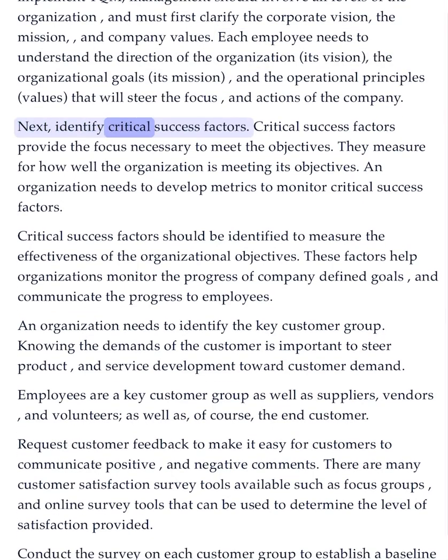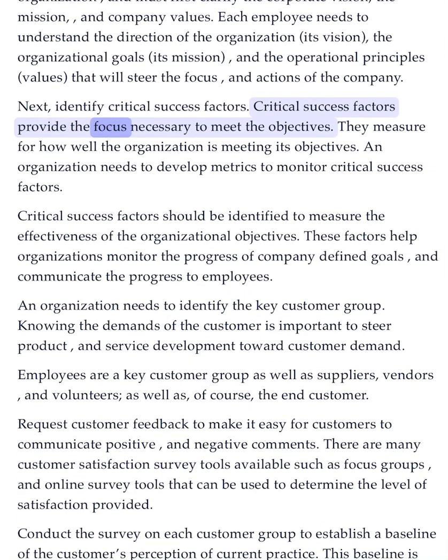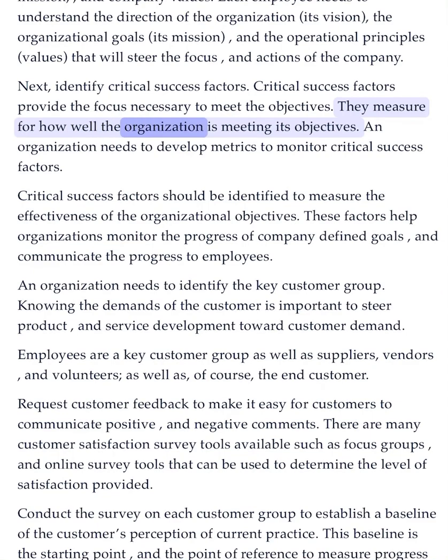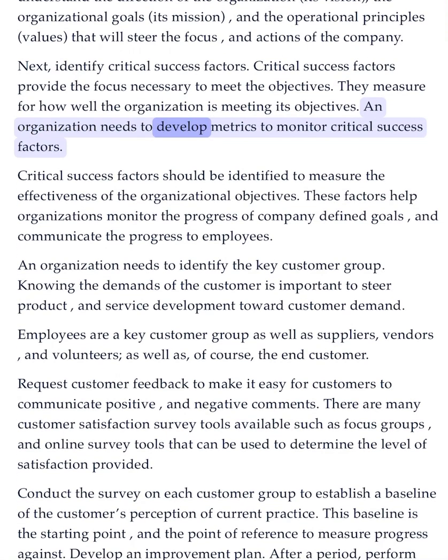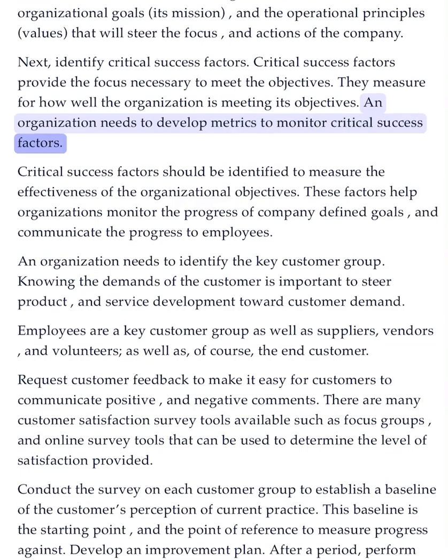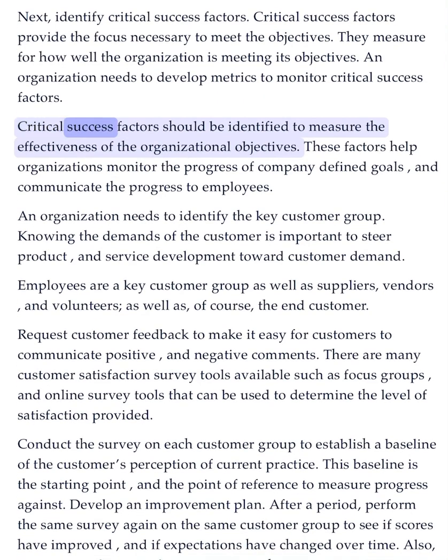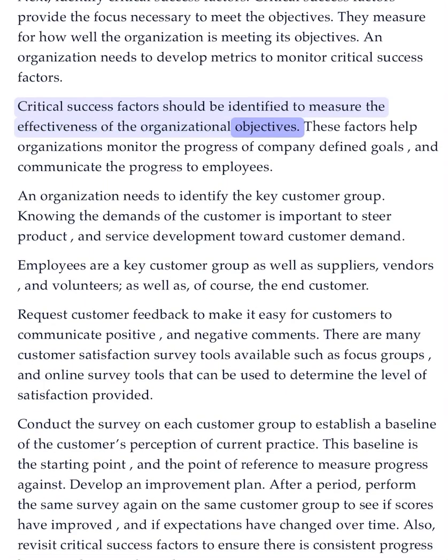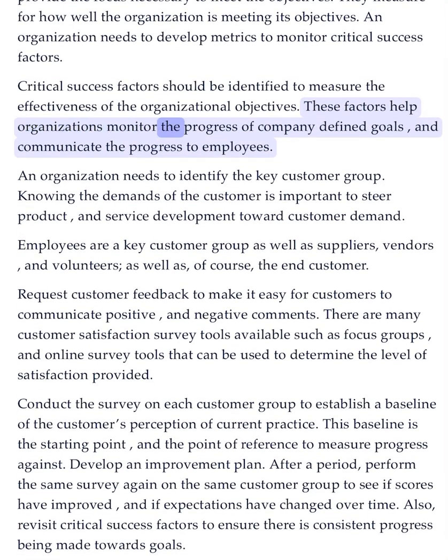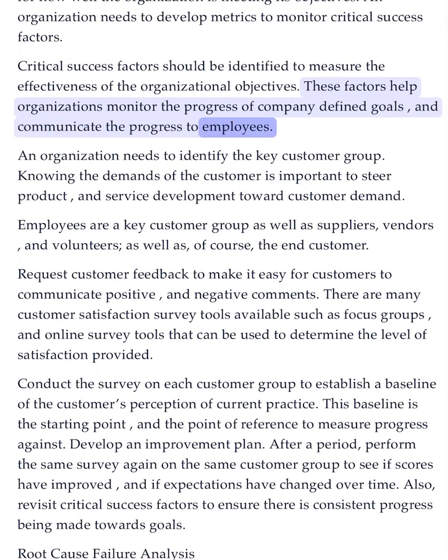Next, identify critical success factors. Critical success factors provide the focus necessary to meet the objectives. They measure how well the organization is meeting its objectives. An organization needs to develop metrics to monitor critical success factors. Critical success factors should be identified to measure the effectiveness of the organizational objectives. These factors help organizations monitor the progress of company-defined goals, and communicate the progress to employees.